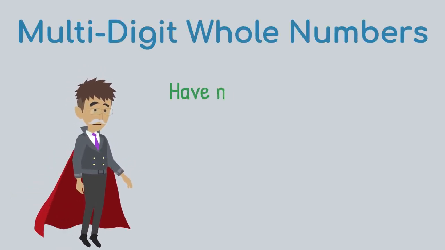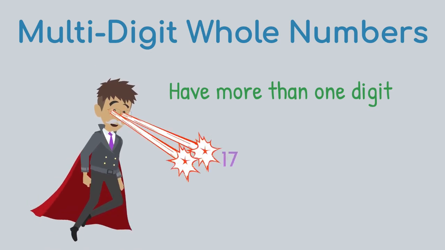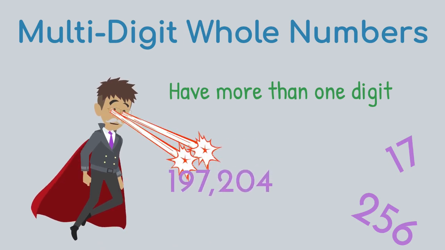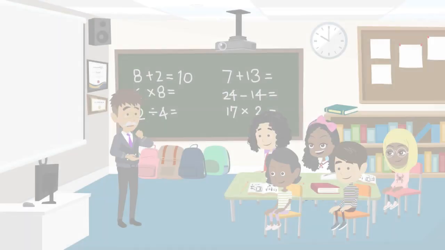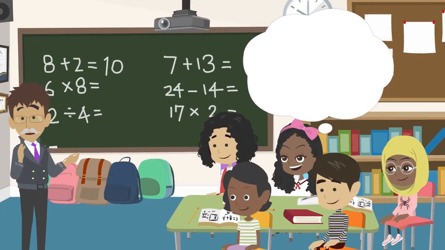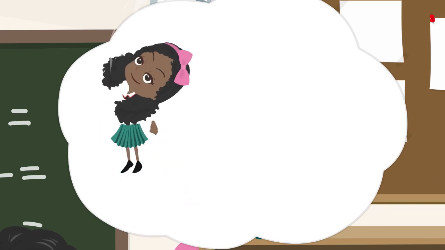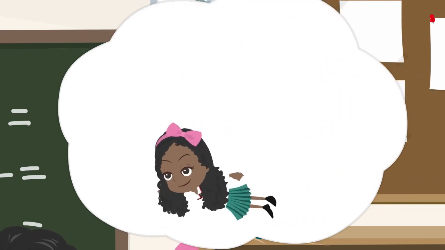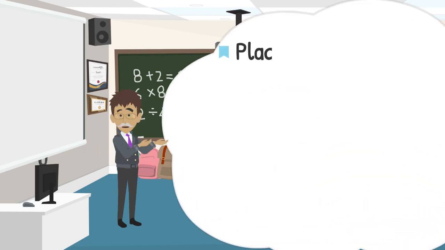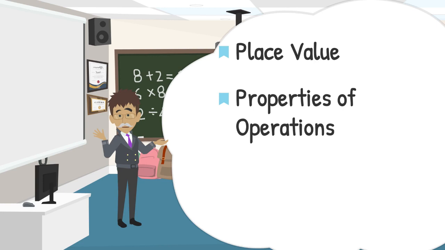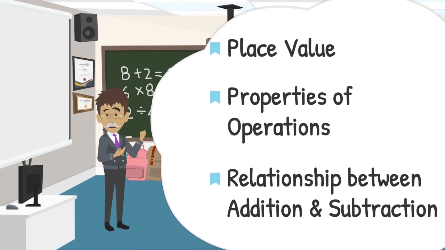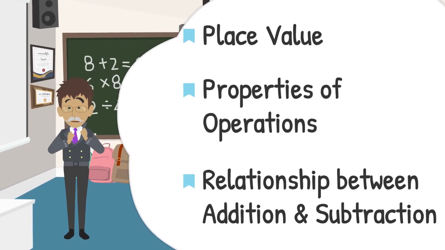They are big numbers with more than one digit, like 17, 256, or even 197,204. Adding and subtracting these numbers means you can solve problems quickly and accurately. It's like having a superpower that helps you in everyday life. To master this superpower, I will focus on three strategies: place value, properties of operations, and the relationship between addition and subtraction. Don't worry if these terms sound fancy, I'll break them down for you.